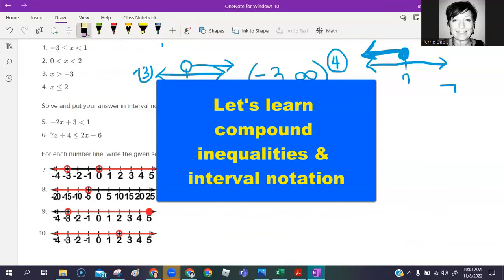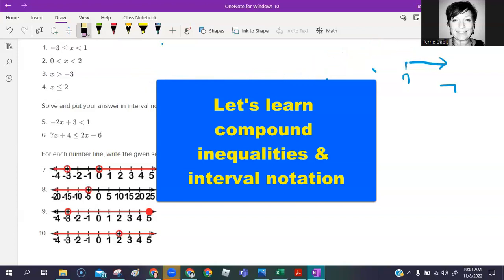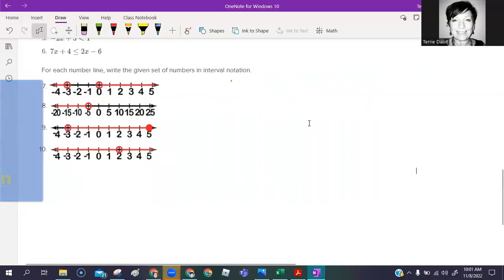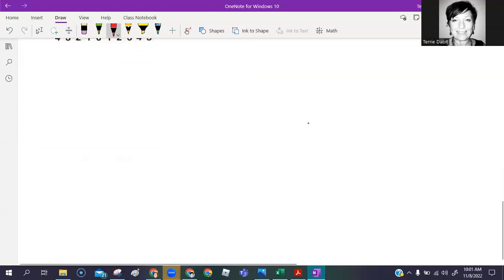Okay, just in case, here are some examples of what a graph is going to look like in compound inequalities. Instead of one thing going one way, you could have more than one. So here are some of the ways that you write compound inequalities.